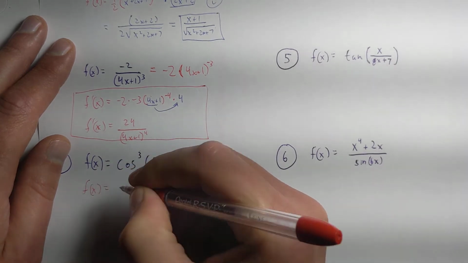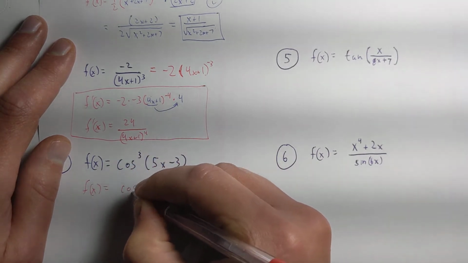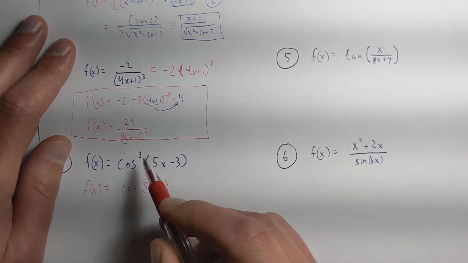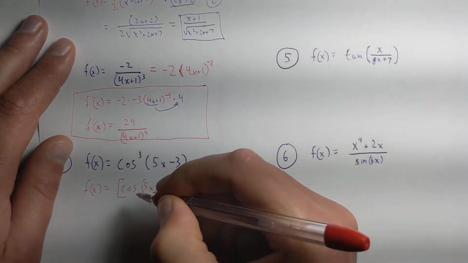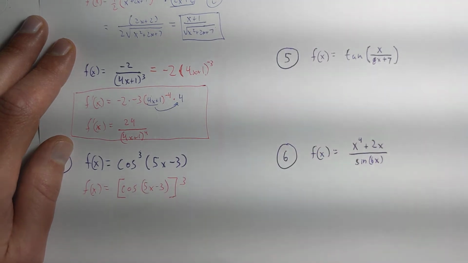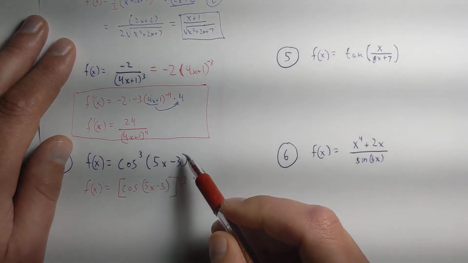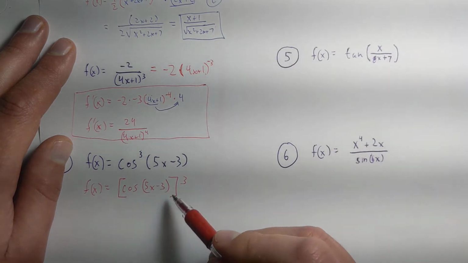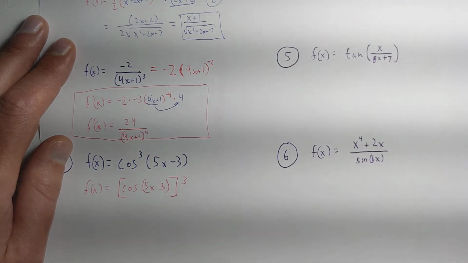F of x is equal to cosine of 5x minus 3, all cubed. Cosine cubed really means this. We do that because if I just put the 3 up here, it looks like I'm cubing 5x minus 3. So we're going to write it like this instead.